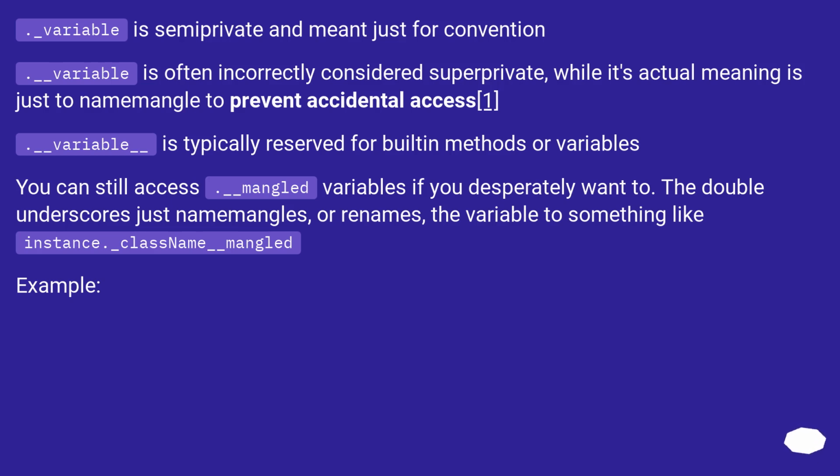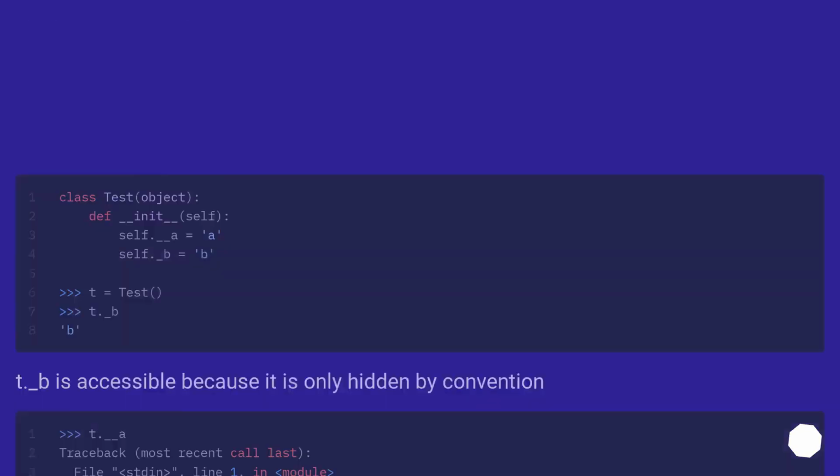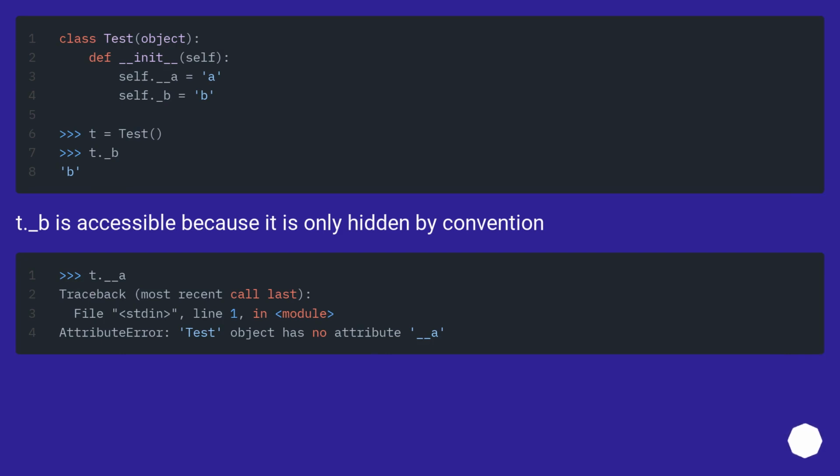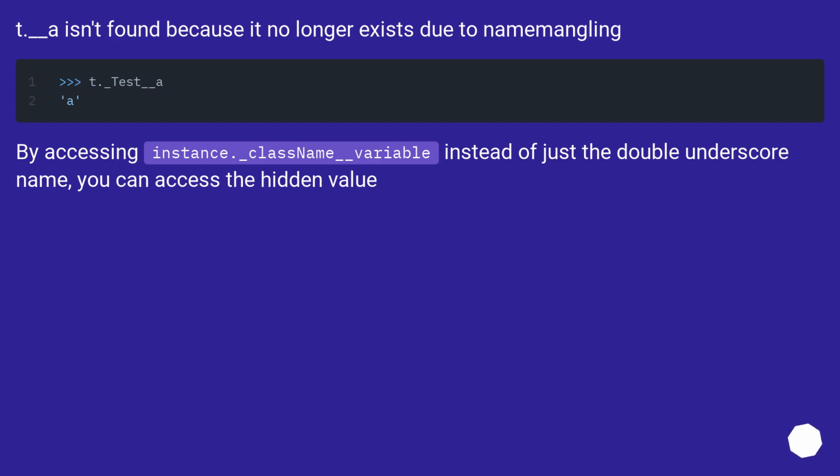The double underscores just name mangle, or rename, the variable to something like instance._classname__mangled. Example: t._b is accessible because it is only hidden by convention. t.__a isn't found because it no longer exists due to name mangling.